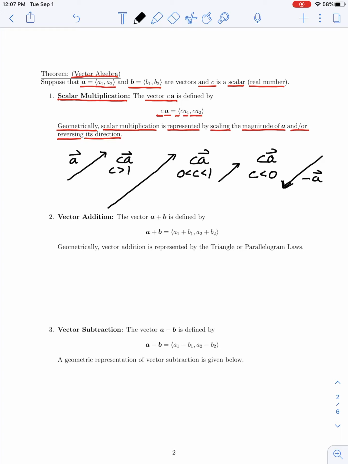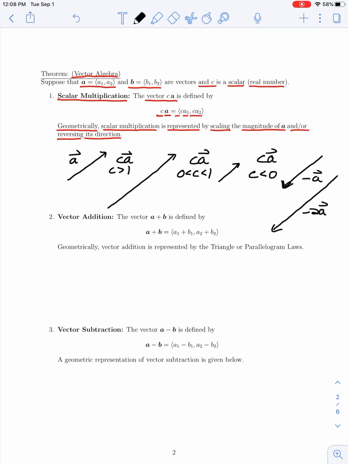Or if I take a constant like -2 and multiply by A, well, that would correspond to reversing the direction of A and scaling its length by a factor of 2. So these scalar multiples of vectors are vectors which either act in the same or the exact opposite direction of a given vector and have possibly different lengths.